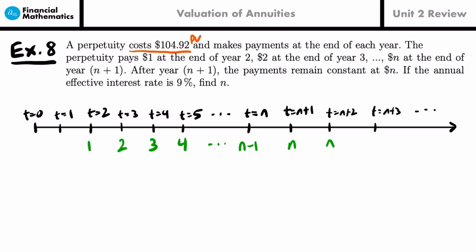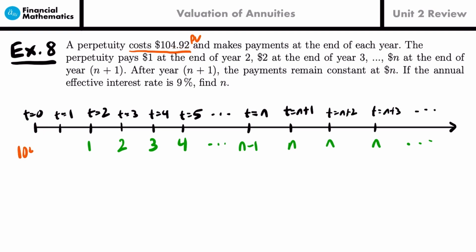We'll have n, and so on. Okay, so now we have a timeline that represents our scenario here. This helps us visualize the payments for this perpetuity. Now, one more thing that we could put in this timeline is the present value of the perpetuity, which is $104.92. We could put that at time 0. So I'll do that here.